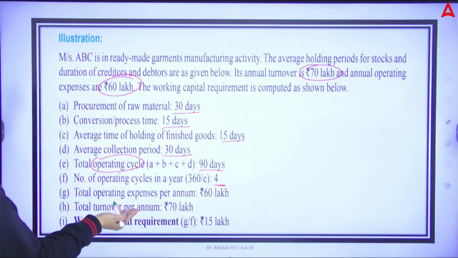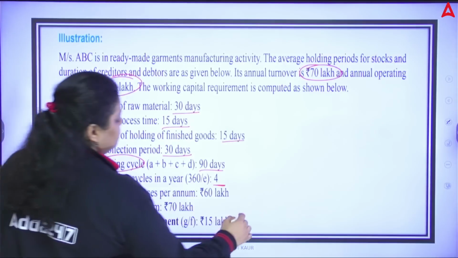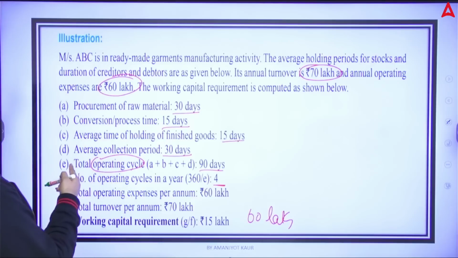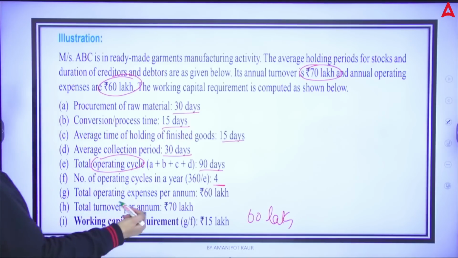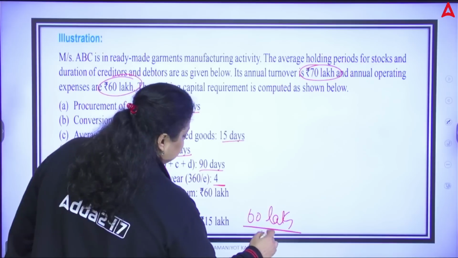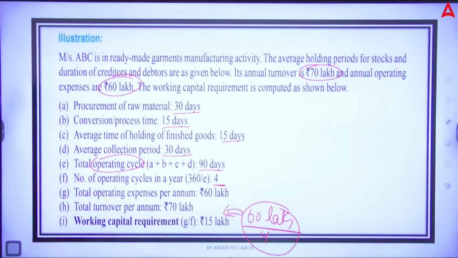You have a turnover of 70 lakh. You have a total operating expense per annum. So how to calculate working capital requirement? The total is your 60 lakhs, that is your operating expense. You have to divide that by the number of operating cycles in 1 financial year, that is 4. So you will get your working capital requirement, that is 15 lakh. So 60 lakh divided by 4 will give you the working capital requirement of 15 lakh. Clear?